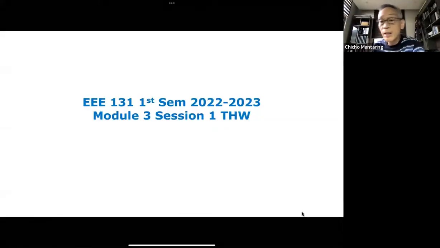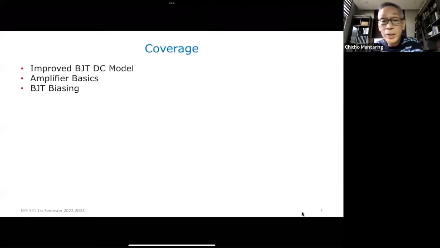Okay, so this is the first session of Module 3, where we will be studying bipolar junction transistors when used as amplifiers. This is what I want to cover this afternoon. First, I'm going to discuss with you an improved DC model for your bipolar junction transistor. Then we'll go into a little bit of amplifier basics. I'll just show you one or two slides on amplifier basics. And then we'll jump into the main topic for today, which is BJT biasing.